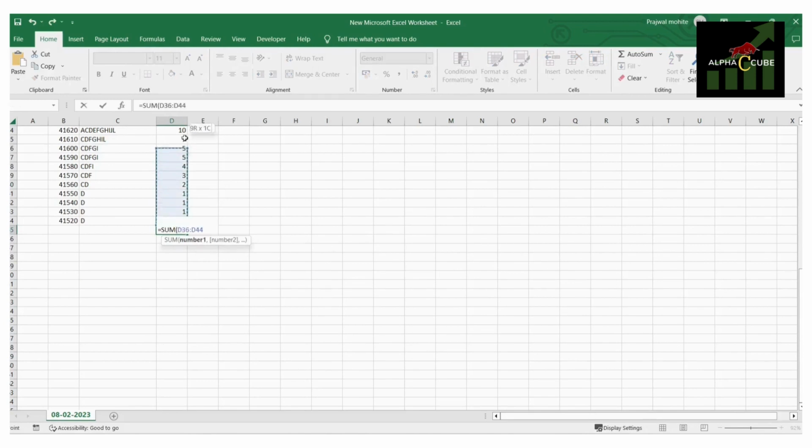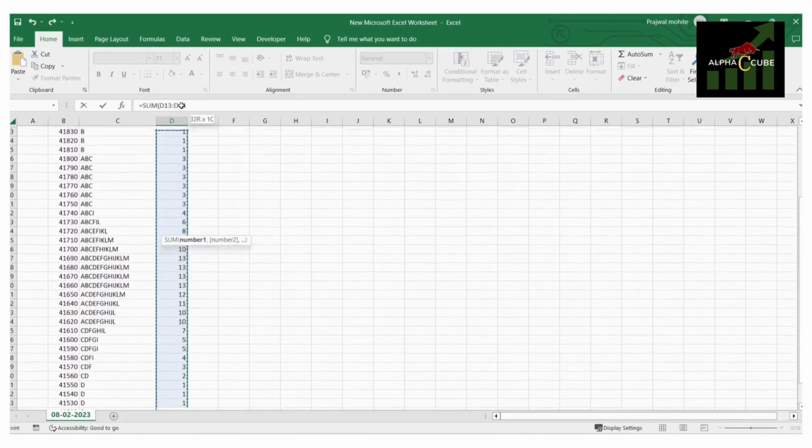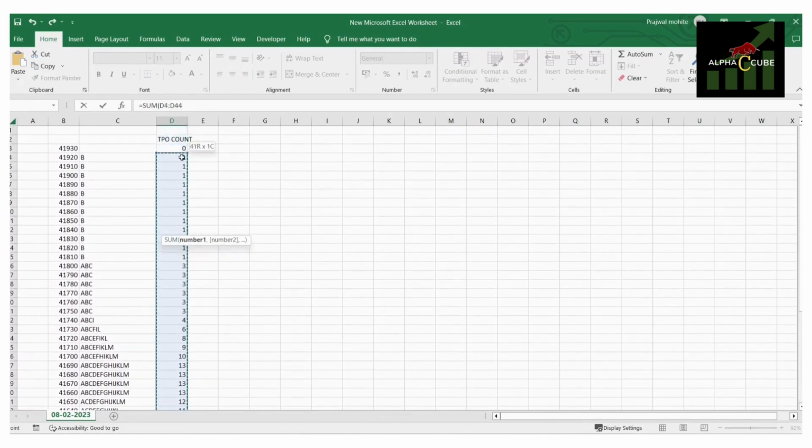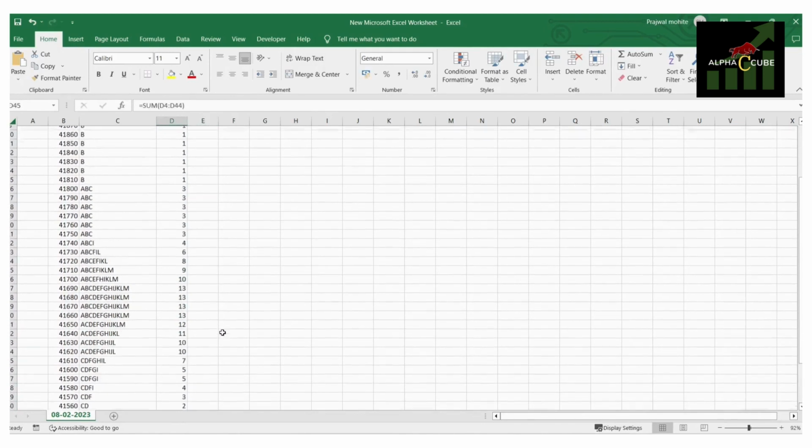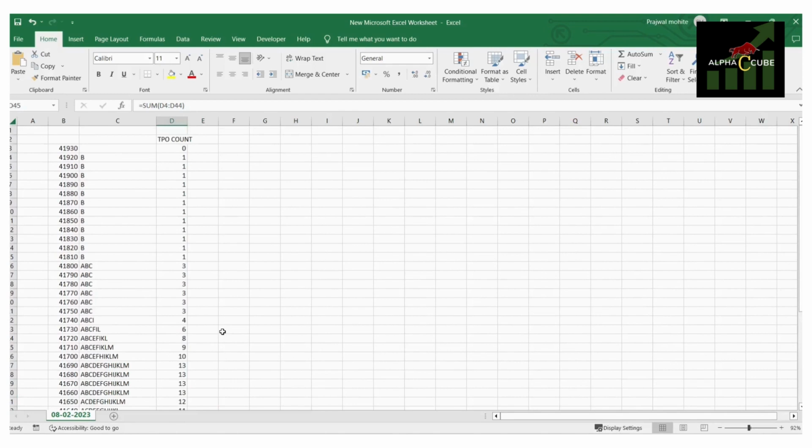What we do is sum all these numbers and see what the total TPO count is for that day. You can see that the sum total of the TPO is 192. So this is the second step we did after putting all the data of candles.